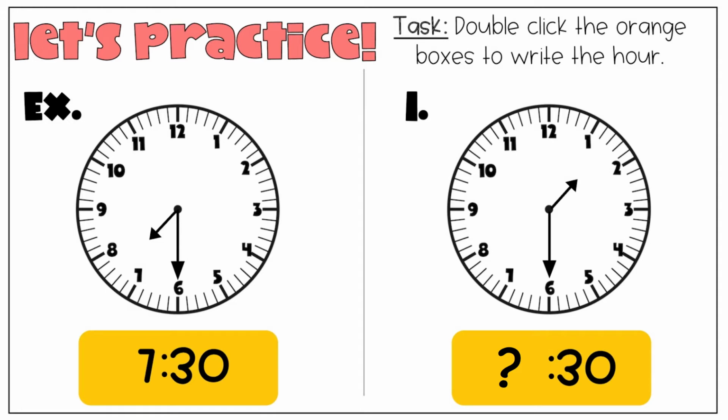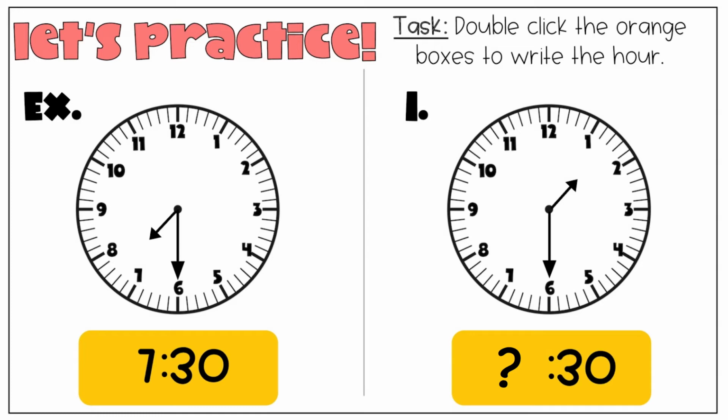But today we're going to talk about the half hour. The half hour is when the big minute hand points to the 6. Whenever the minute hand points down here to the 6, we say 30. Now, why do we say 30? Let me show you why.